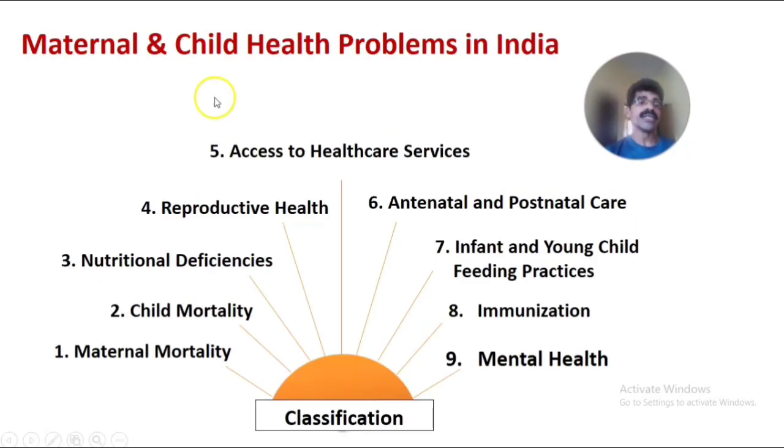The major maternal and child health problems in India are maternal mortality, child mortality, that includes even infant mortality, nutritional deficiency among the mother and child, reproductive health or adolescent health or RCH related problems, access to healthcare services for mother and child, then antenatal and postnatal care services in India, infant and young child feeding practices in India, immunization or vaccination of the under 5, adolescent and pregnant women, and mental health of the mother and child are all the important MCH related problems in India.